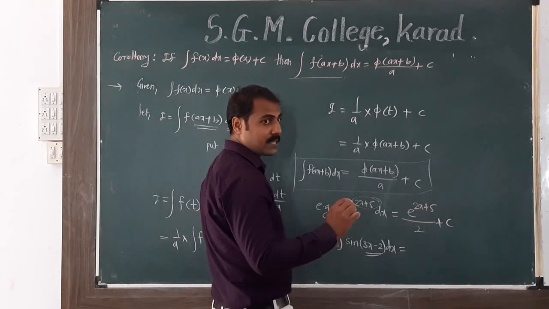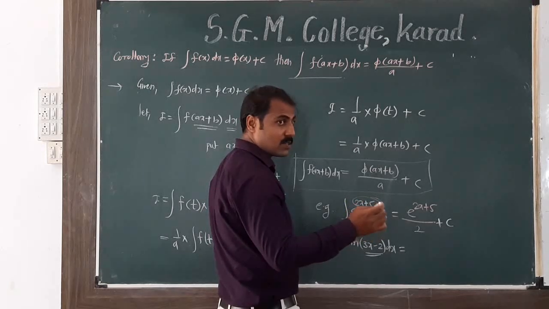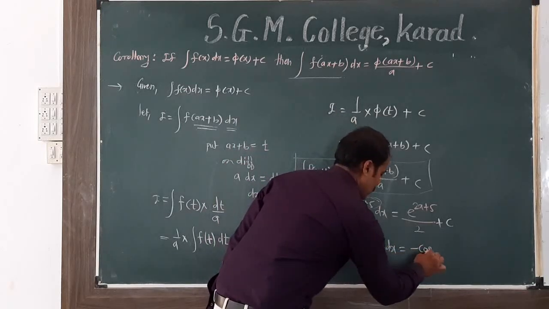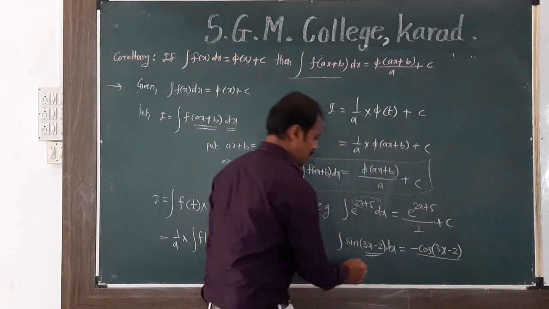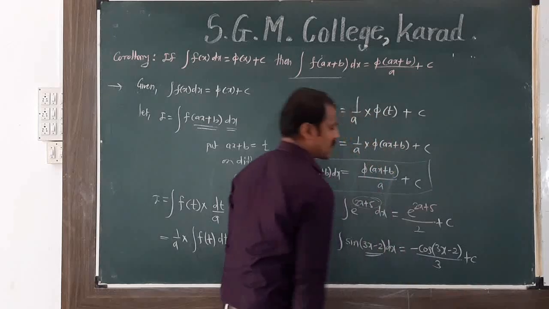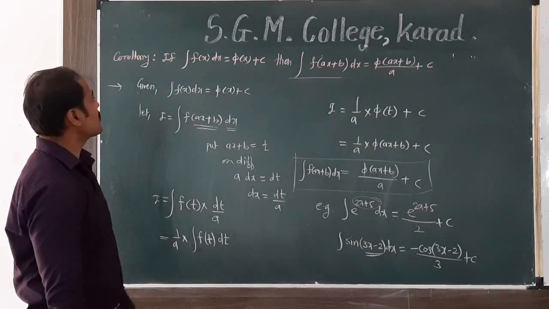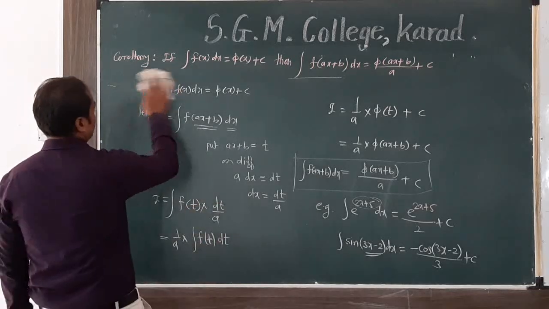Derivative of sin x is cos x. Derivative of cos x is minus sin x. So integration of sin x is minus cos x. So minus cos of 3x minus 2, divided by the coefficient of x, which is 3, plus constant of integration c. That is our corollary number first. Next, corollary number second.